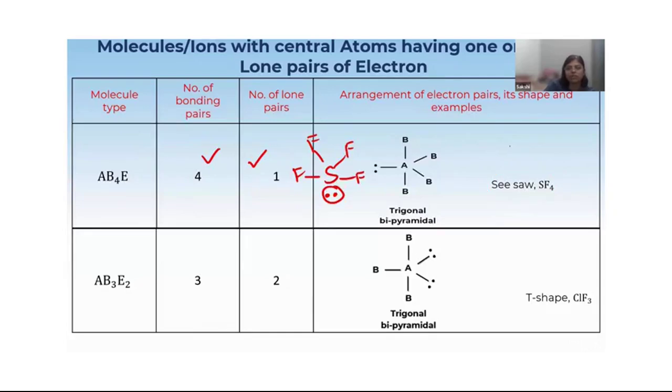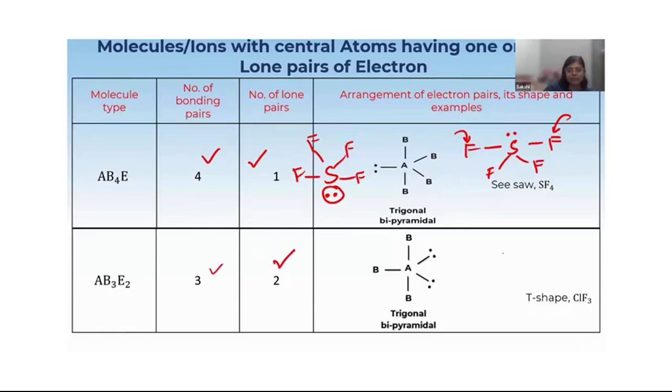Let me draw it for you. If you can see, it looks like a seesaw, a seesaw in the park. You can imagine you are sitting here and your friend is sitting here, so it's like a seesaw. Okay. Next is again trigonal bipyramidal geometry, right? Here the total is again 5, but the lone pairs are 2.